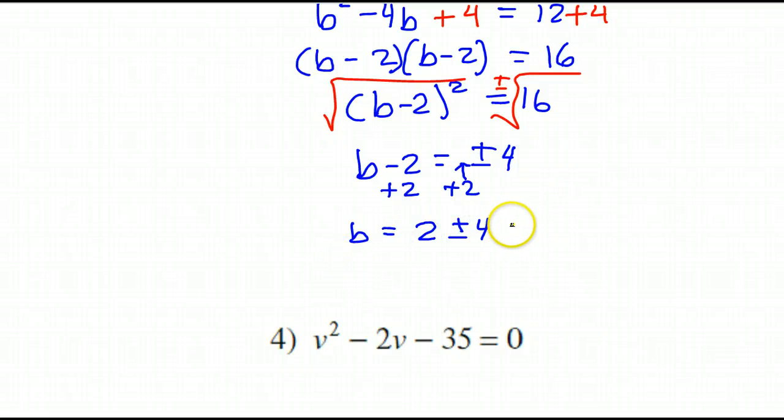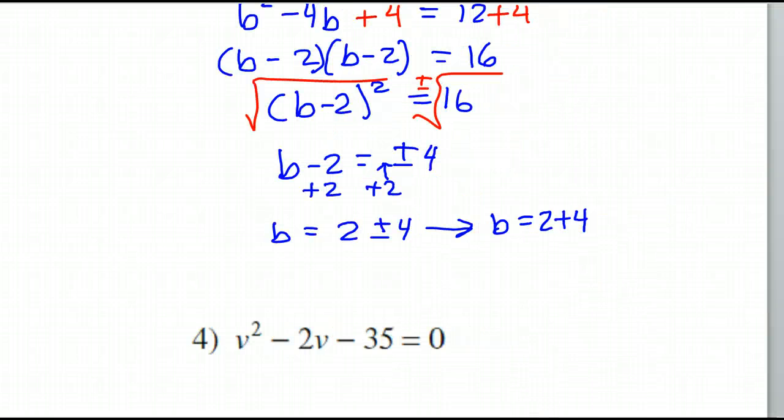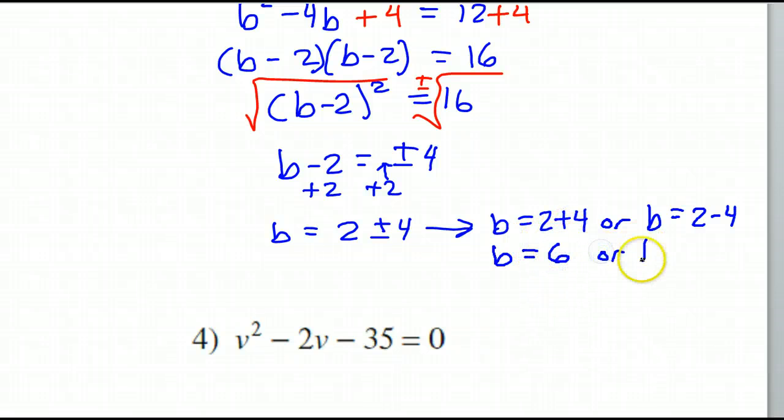We will go ahead and realize that this is the same thing as b equals 2 plus 4 or b equals 2 minus 4. This is what plus or minus means. It means 2 plus 4 or 2 minus 4. So we're going to get two separate answers. So 2 plus 4, that's 6.